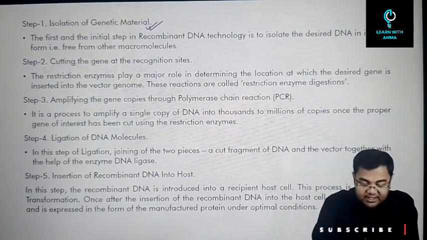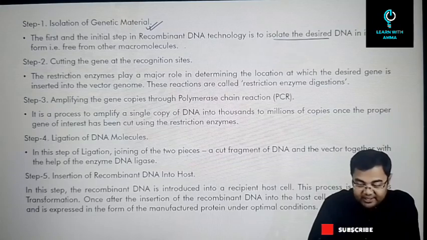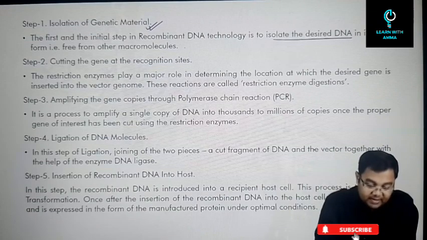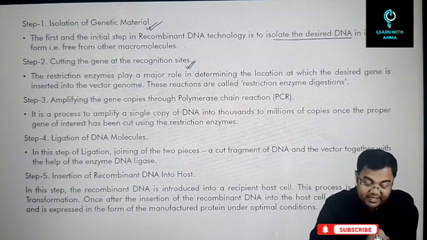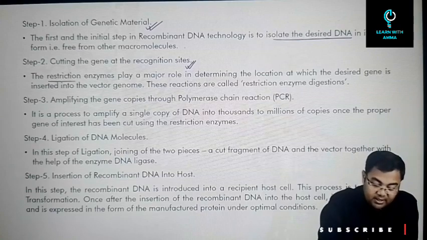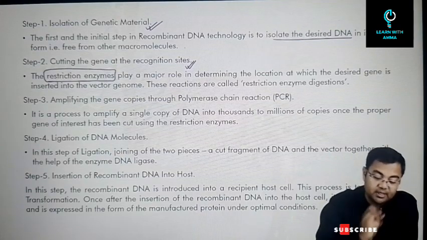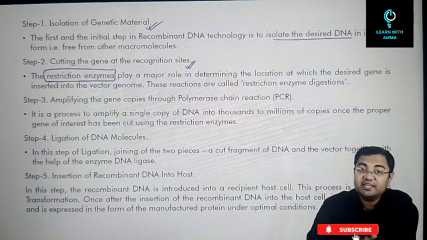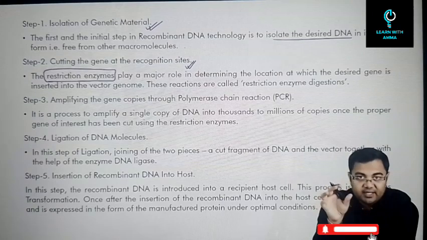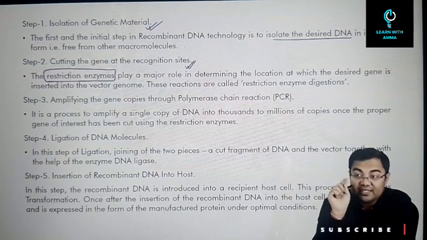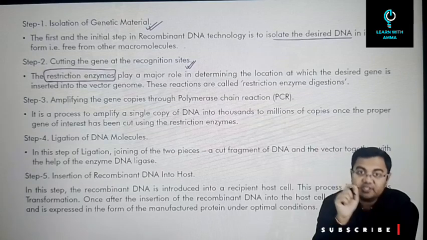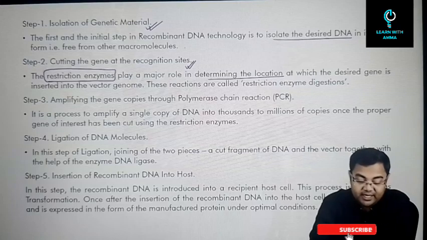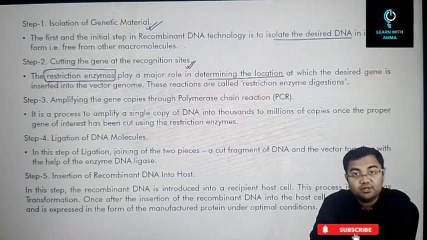The first and initial step in recombinant DNA technology is to isolate the desired DNA in its pure form, that is, free from other macromolecules. Then, cutting the gene at the recognition site. Now this is very, very important, because here the role of restriction enzymes comes into the picture. What is the meaning of restriction enzymes? Restriction enzymes find the area in this particular gene where the cuts can be made. That is precisely their role: they determine the location at which the desired gene is inserted into the vector genome.